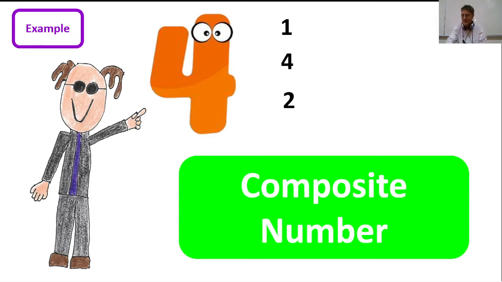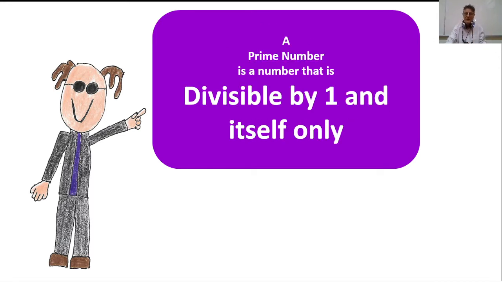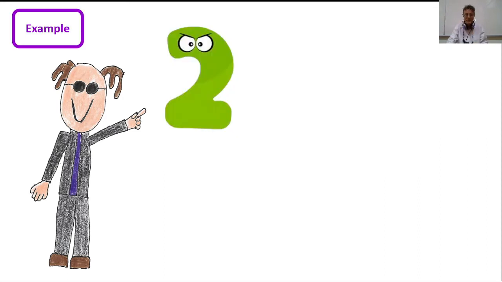3 is more than 2, if I'm correct. Okay, but what about prime numbers? What is a prime number? A prime number is a number that is divisible by 1 and itself only. And remember, every number is divisible by 1 and itself, but some numbers are only divisible by 1 and itself. Do you understand? No? I will give you an example.